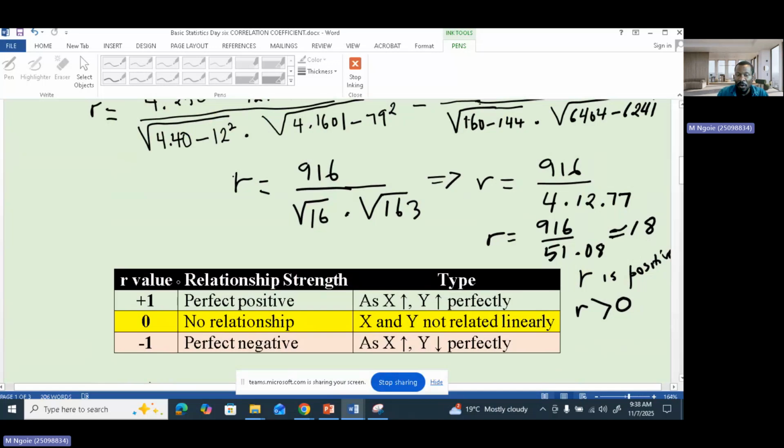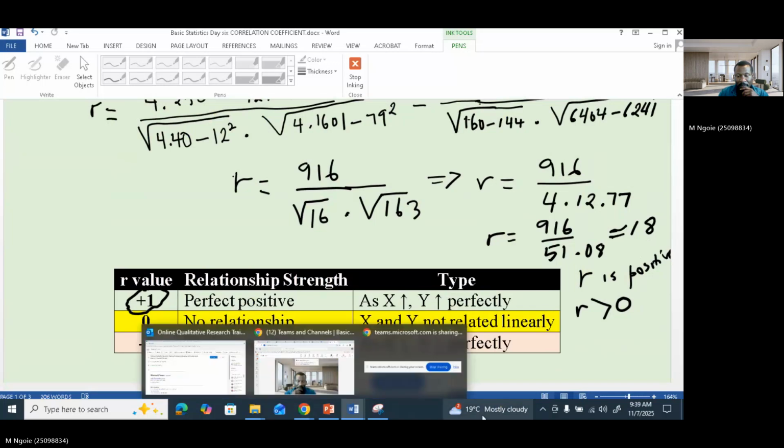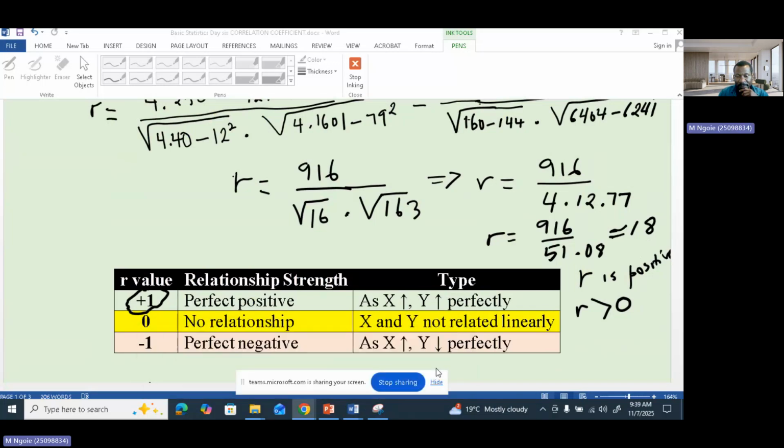But there are also 3 cases. When you get positive 1, we're talking about a perfect positive. When you get 0, it means there is no relationship. And when your r is negative 1, it's a perfect negative. Let me stop sharing first.